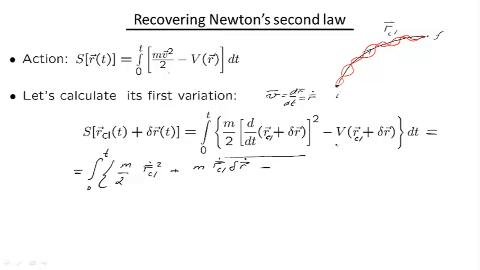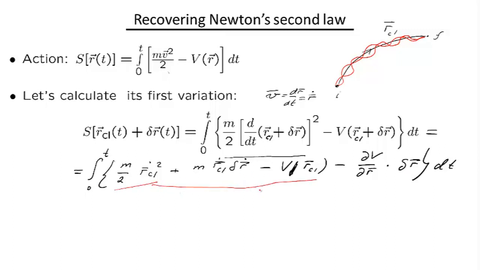And for the potential, we're going to expand this function in Taylor series up to linear order. Again, we can do that because dr is very small. So we're going to have V of r classical minus dV over dr, the gradient, dot dr, and everything integrated over time. So we have four terms here. This term is simple enough, and these two terms together represent the classical action, the one which occurs on the classical trajectory.